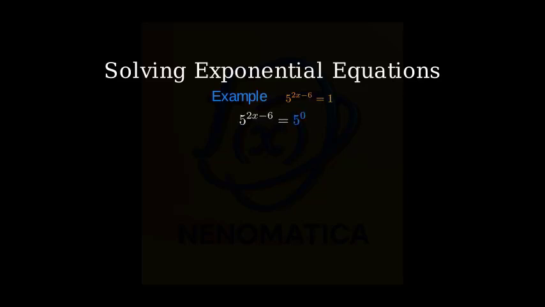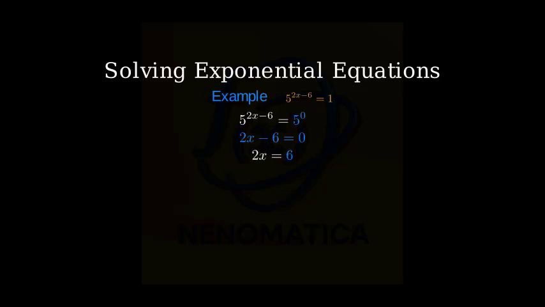We have the equation 5 raised to the power of 2x minus 6 equals 1. We start by recognizing that any non-zero number to the power of 0 is 1, so we can write 1 as 5 raised to the power of 0. Since the bases are the same, we can set the exponents equal to each other.